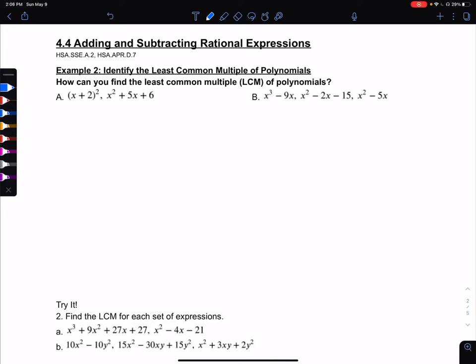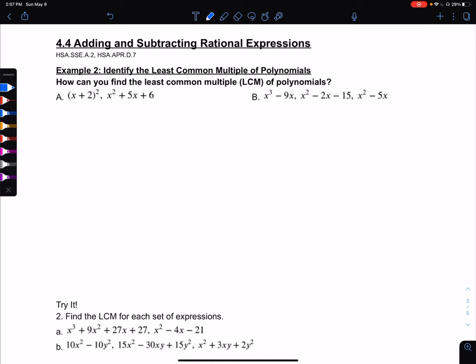In this video, we're going to look at example 2, where we identify the least common multiple of polynomials, and this will help us find the LCM for when we need to add fractions that have unlike denominators. So the question is, how can you find the least common multiple, or the LCM, of polynomials?